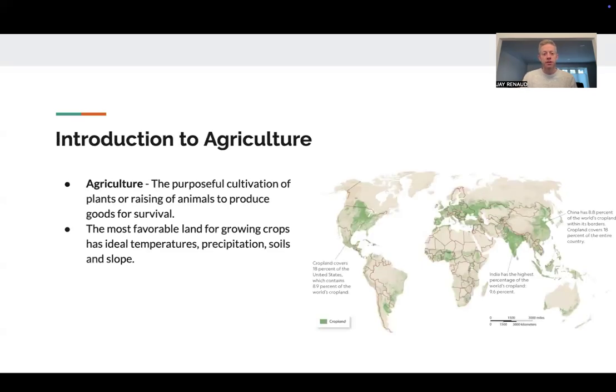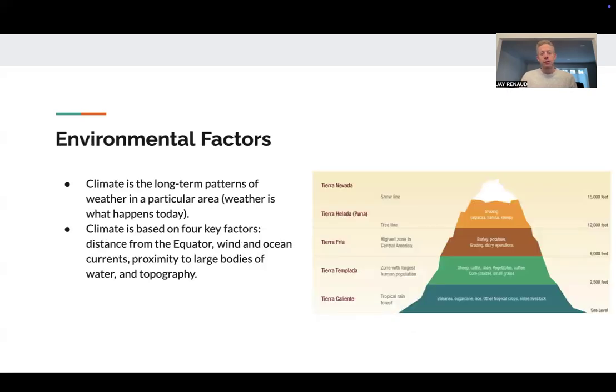Agriculture is the purposeful cultivation of plants or raising of animals. It is intentional. The most favorable land for growing crops is in temperate climates with good soil, good precipitation, relatively low elevation, and anywhere near the equator is going to be pretty good for growing crops year round. Remember, climate is one of the most important factors for what we can grow and where we can grow it.